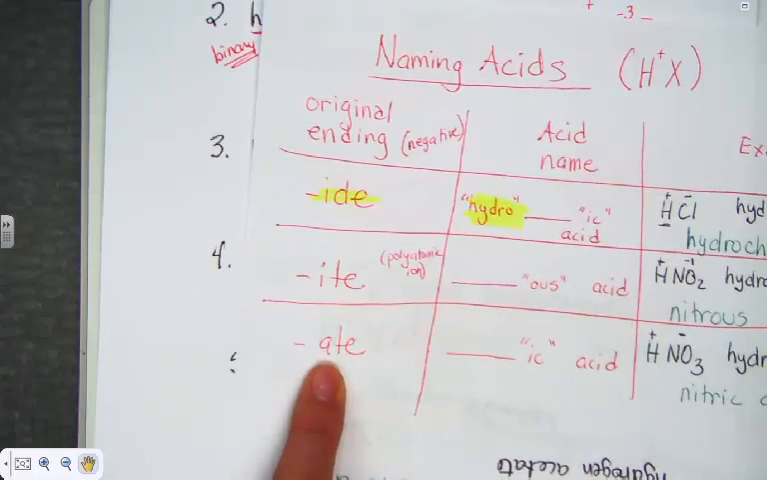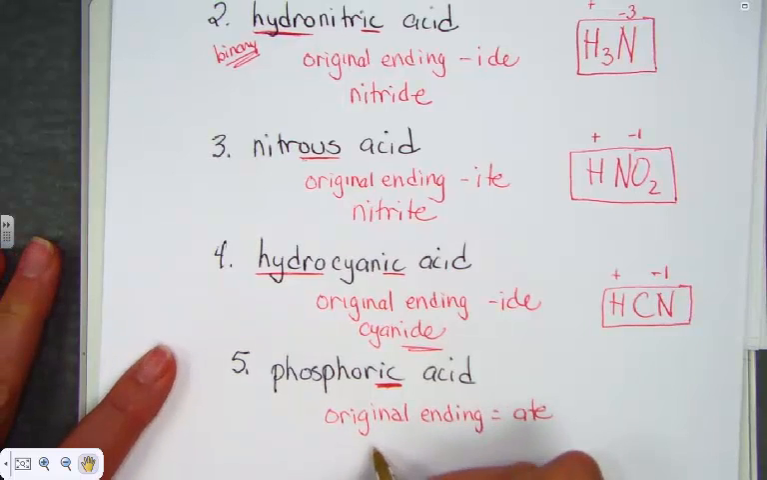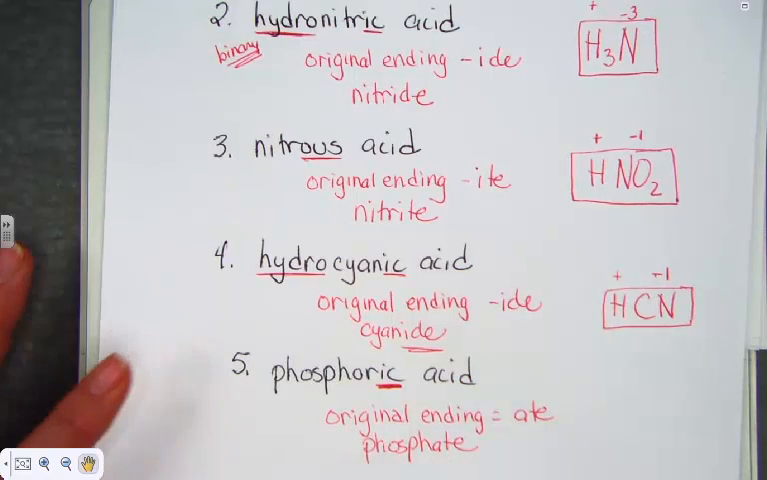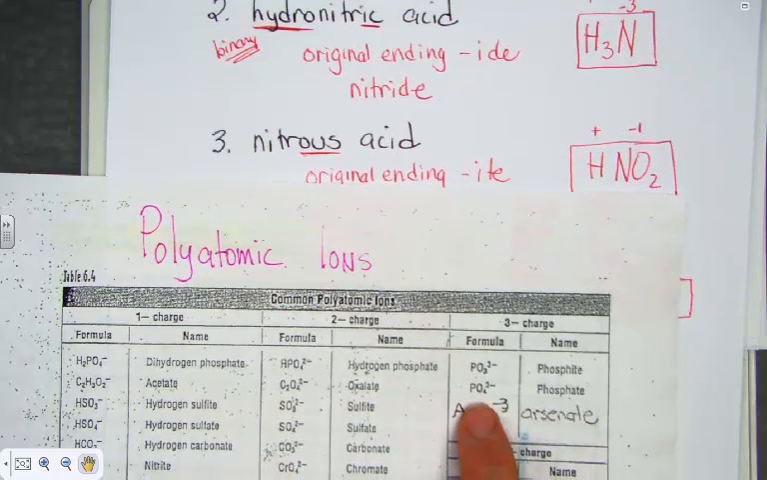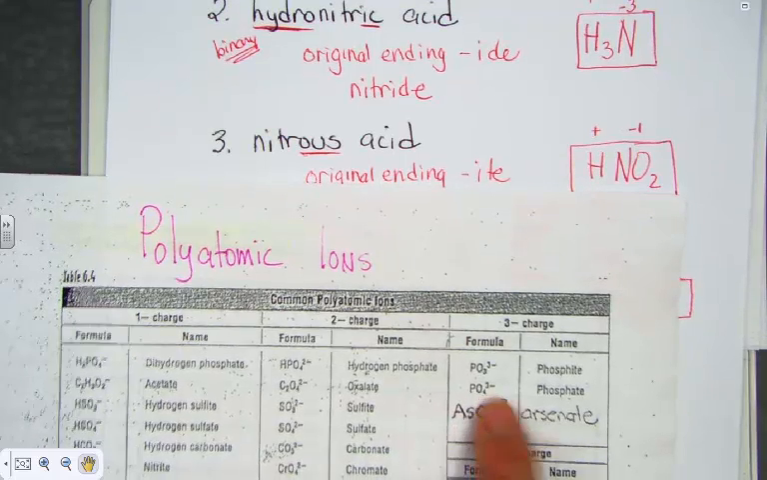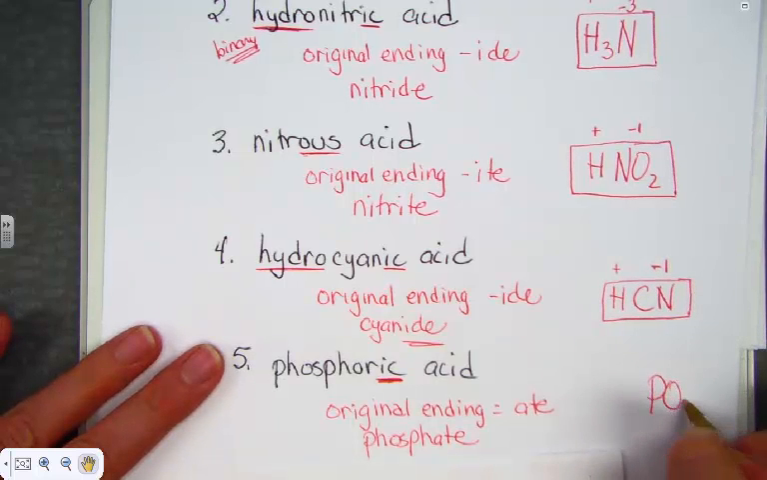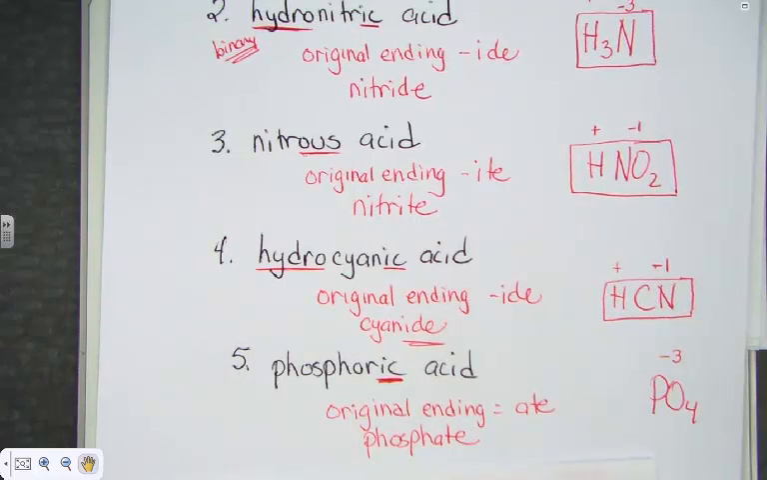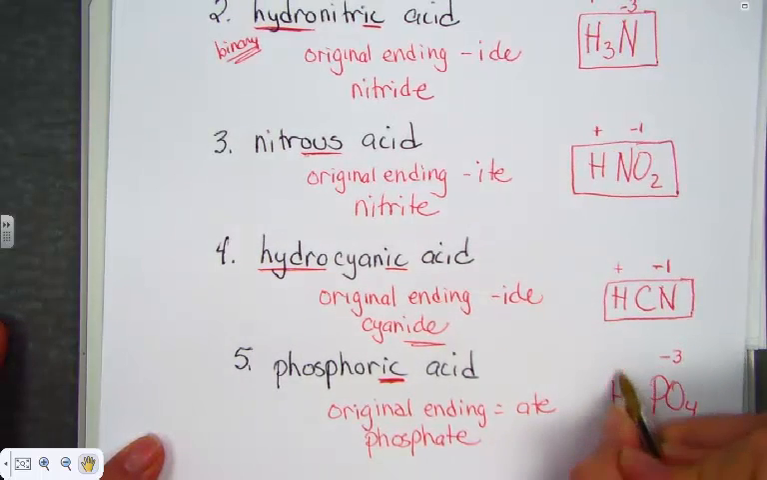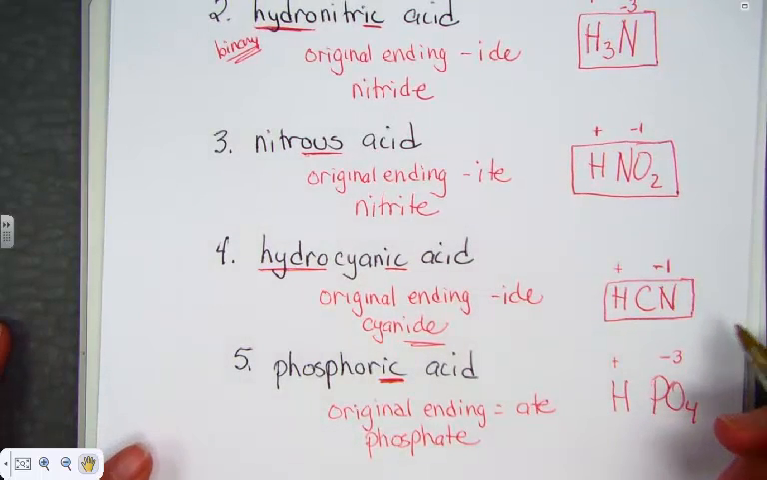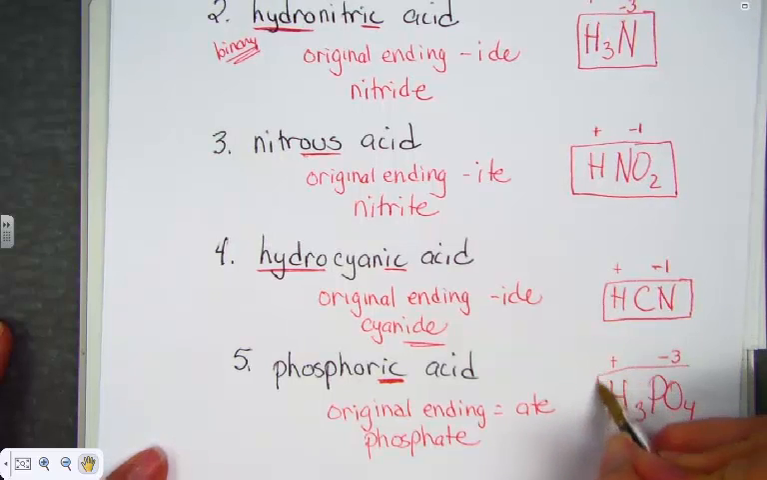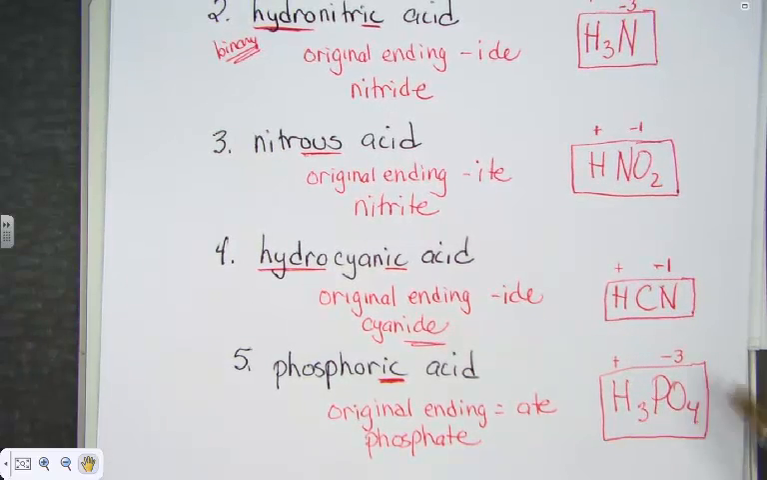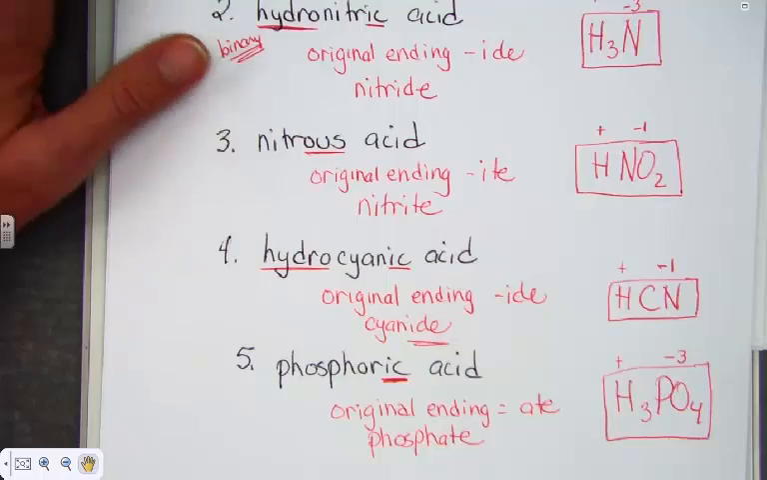No hydro ic comes from ate. So the original polyatomic here must have been phosphate. Let's find phosphate. Ic came from ate, and phosphate is PO4 carrying a -3 charge. A group of atoms acting as a unit carrying a -3. If hydrogen is always the first name of an acid, we'll have to crisscross the charges to balance it electrically, bringing a 3 down, H3PO4, phosphoric acid.